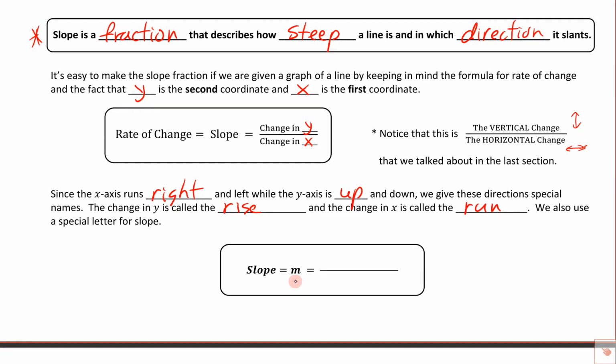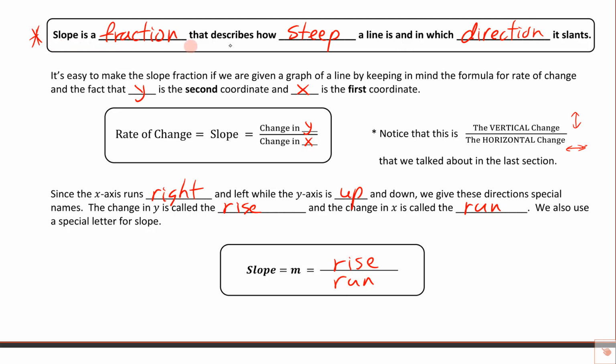We also use a special letter for slope. We use the letter m, and we'll talk a little bit more about that later. If anybody uses the letter m from now on, they're usually talking about the slope of a line. Since the change in y is the rise, that's going to go on the top. So the slope is the rise over the change in x, which is the run. Two R words, kind of a little alliteration there.